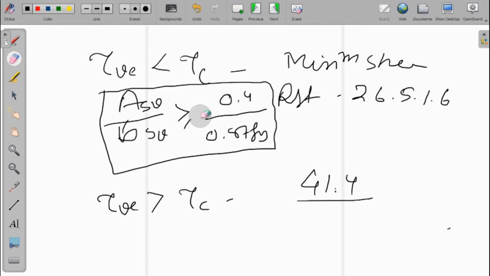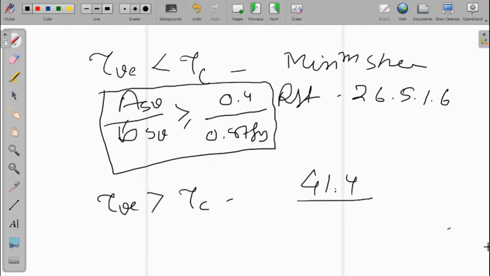Now see, two conditions may arise. One is when tau ve is less than tau c, and the other is when tau ve is more than tau c. In case of tau ve less than tau c, we have to refer to clause 26.5.1.6, and according to these guidelines that I have written, we provide the minimum shear reinforcement. When tau ve is greater than tau c, we have to provide transverse reinforcement as well as longitudinal reinforcement. And how to provide that? The guidelines are given in clause number 41.4 of IS 456-2000.